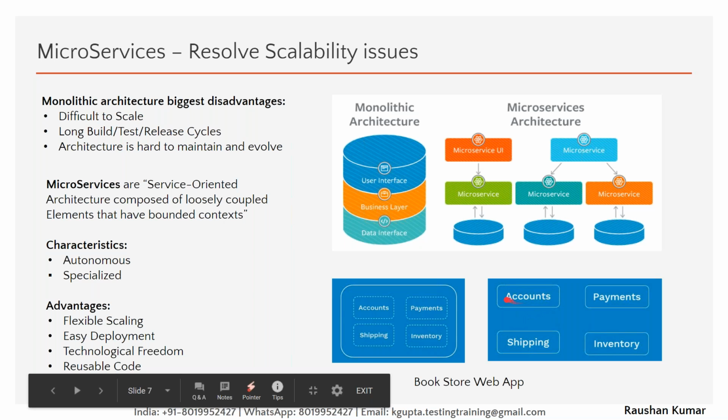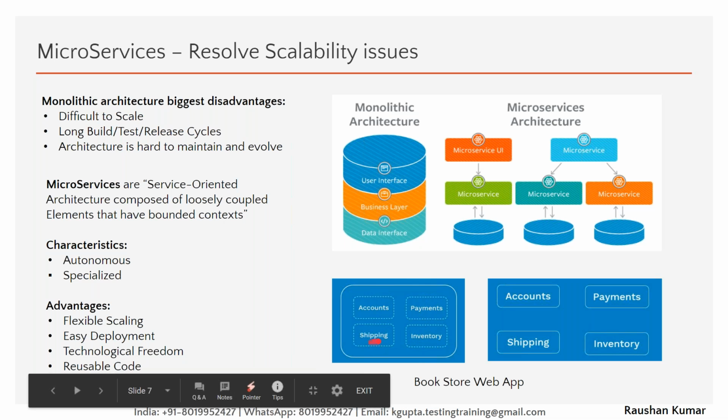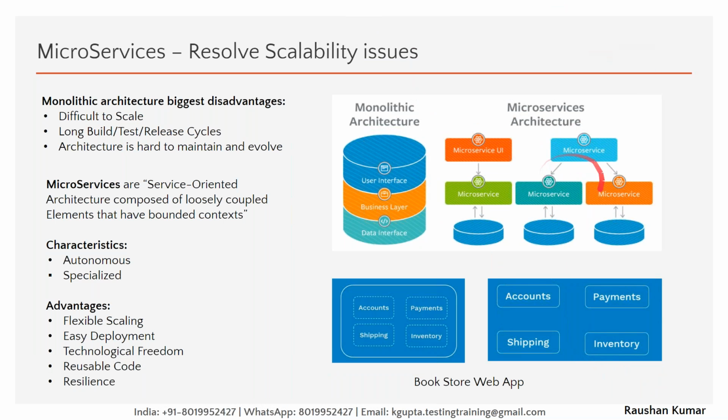Suppose the account section goes down, it will not impact my shipping, inventory, or payments module. But in the case of monolithic architecture, if any of my modules goes down, suppose the accounts module, one of the business functions fails and is not working properly, and I'm using the same function everywhere, all my application components will be impacted. My entire application will be down, but not in the case of microservices because these are independent, and it has a lot of advantages. We can use different technologies.